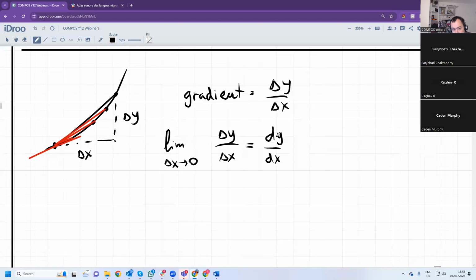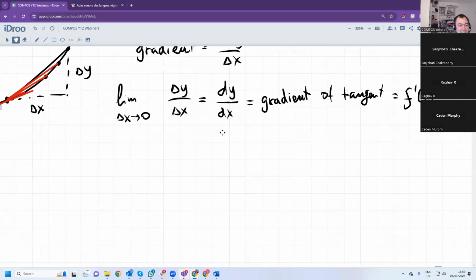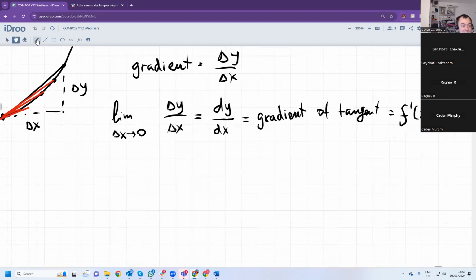So it's a small change in y divided by a small change in x, and that's equal to the gradient of the tangent, which is the tangible value. It's the derivative, it's the f dash of x. So dy over dx is division. It's not just notation. It is division, but it's division of infinitely small values. But you can use it as division.